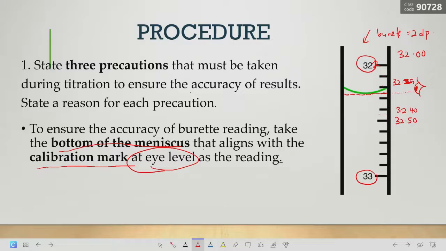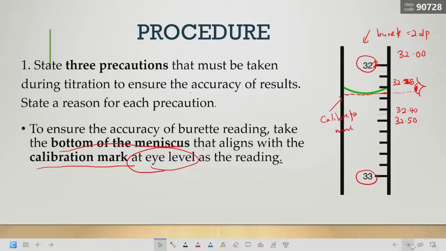32.25. Okay, so tengah-tengah ini we call as half. Okay, so separuh daripada dia 32.25. Okay, 32.3, 32.4, 32.50. Okay, sampailah bawah dia. So you have here the sengatan here. Okay, you have the bottom of the meniscus, with the, we call it a calibration mark. This one we call as the calibration mark.